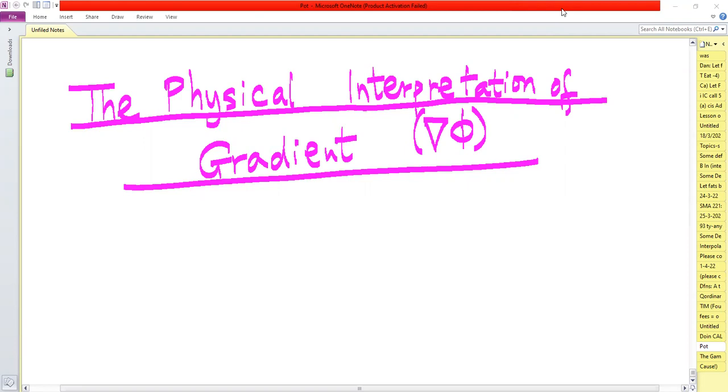So if we define the magnitude of the gradient of the temperature function phi, then we determine the increase in that particular direction. So let's give the definition here.